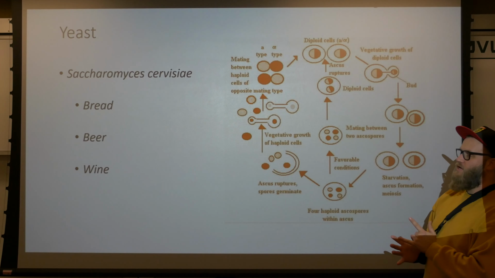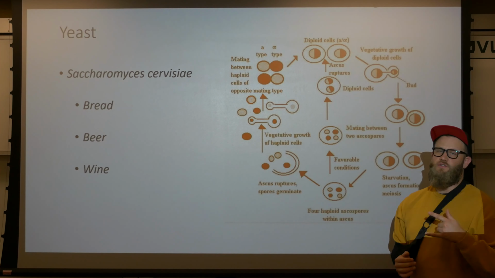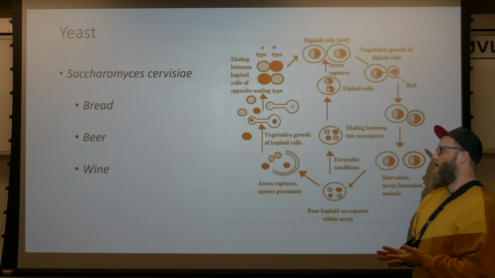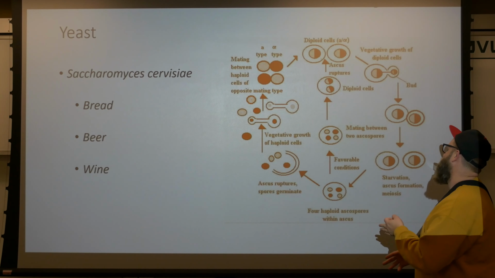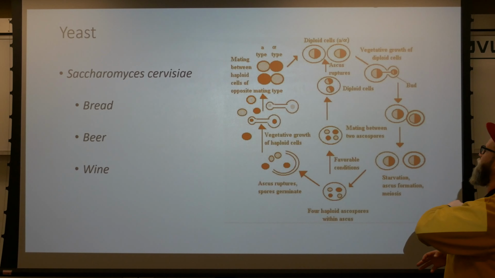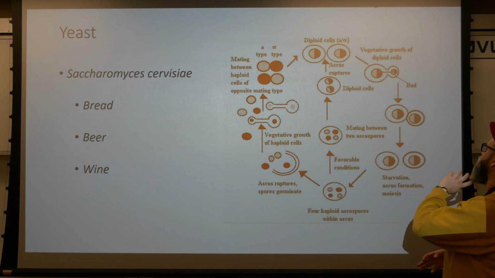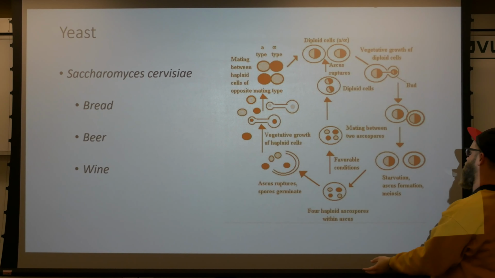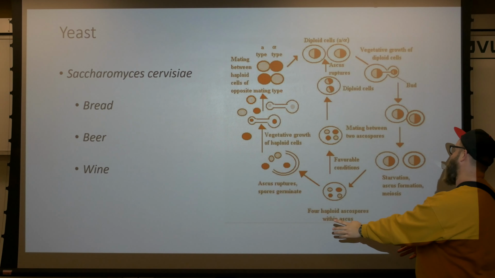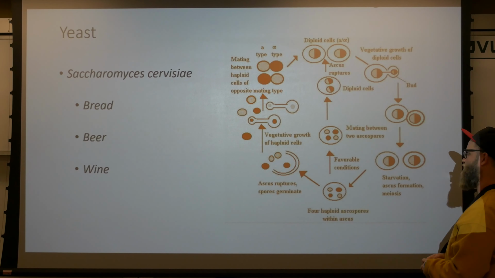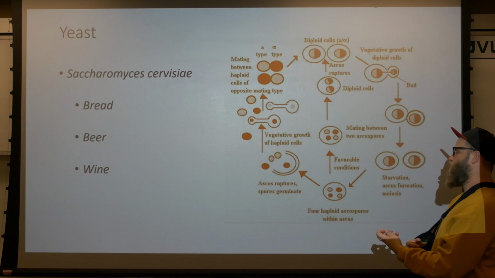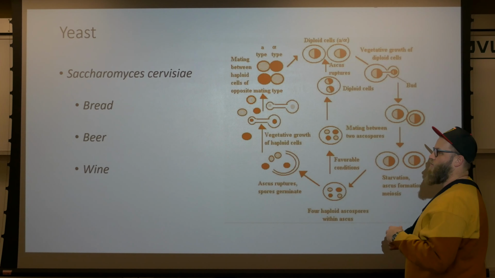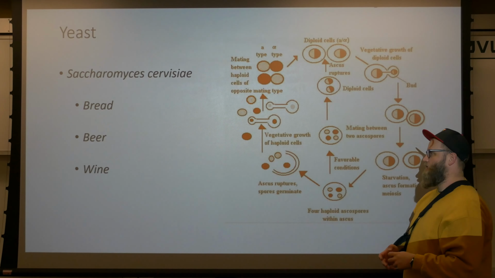Okay, so yeast. I've got some life cycles here. Saccharomyces cerevisiae is the yeast behind bread, wine, and beer. To go through this life cycle a little bit, let's start here. Four haploid ascospores within an ascus. That ascus ruptures and the spores germinate. And if you remember from Ascomycota, we've got those different mating types in that ascus.